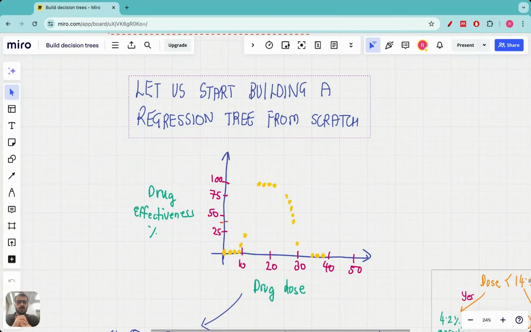Hello everyone, welcome to this lecture in the Decision Trees from Scratch series. Today, we are going to start building an entire regression tree from scratch.